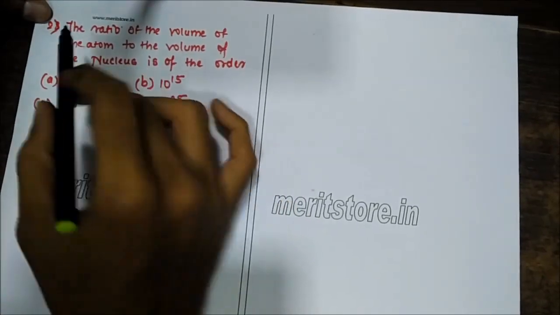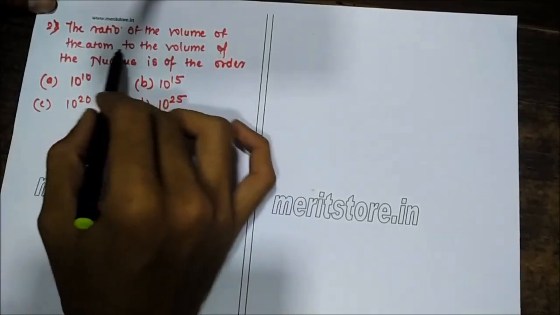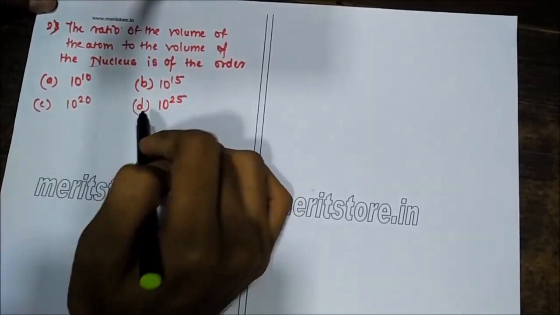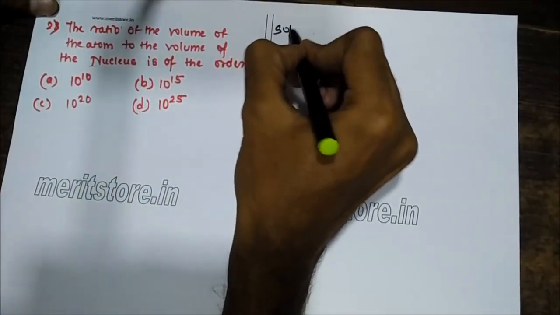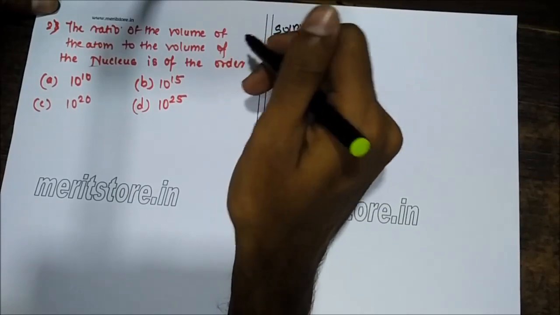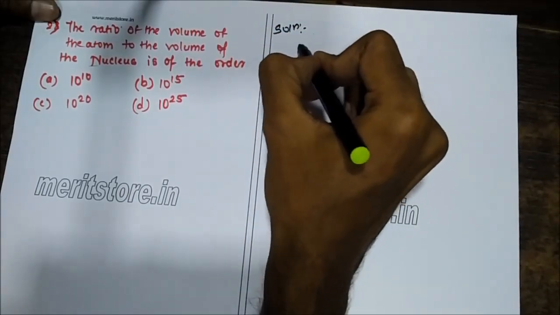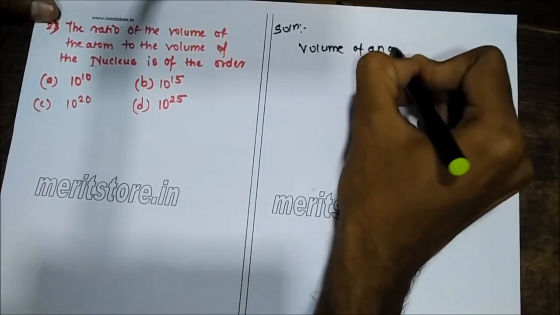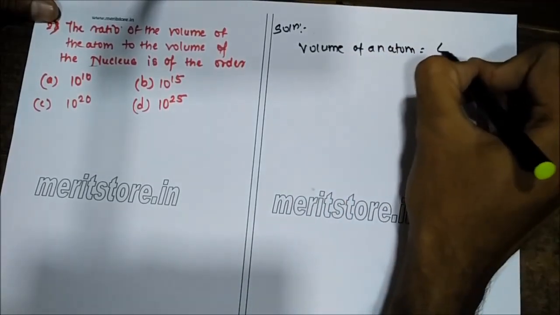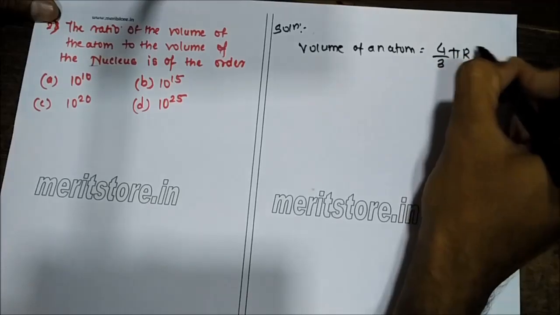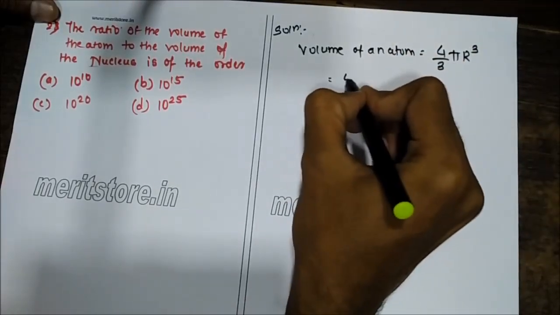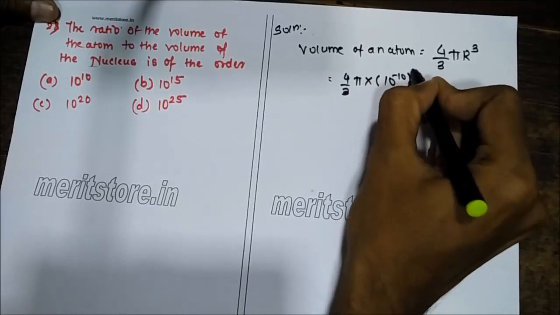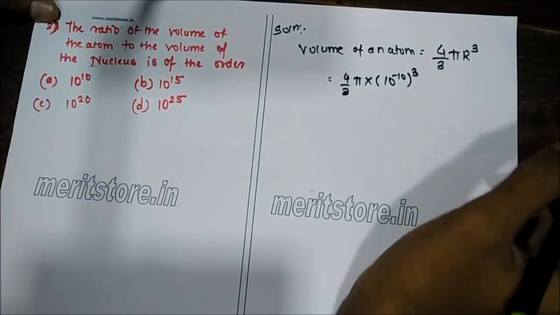So next question: the ratio of the volume of an atom to the volume of a nucleus is of the order 10 raised to 10, 10 raised to 15, 10 raised to 20 or 10 raised to 25. So we need to find the ratio of the volume of the atom to the volume of the nucleus. First we'll write the volume of an atom, which is equal to 4 upon 3 pi radius of an atom cube. The radius of an atom is 1 Angstrom, that is 10 raised to minus 10 meters, cubed.